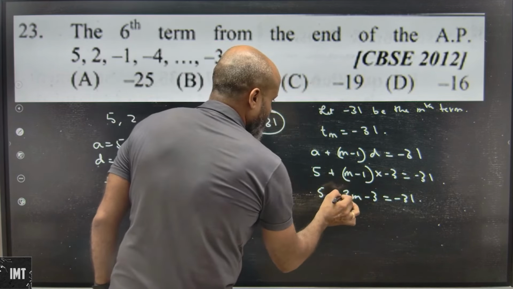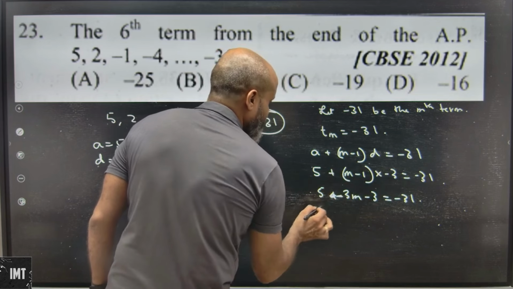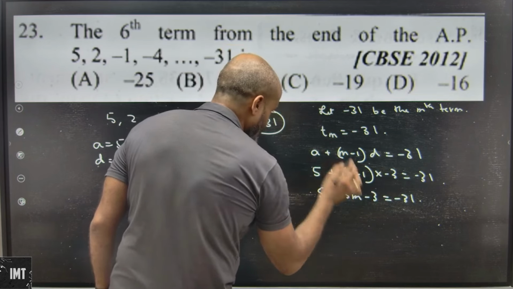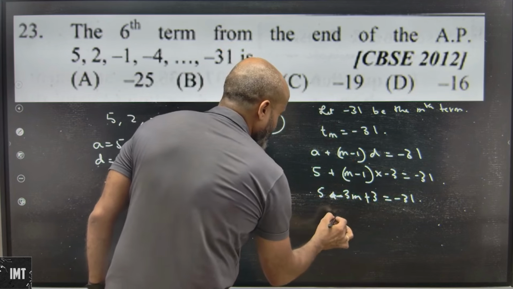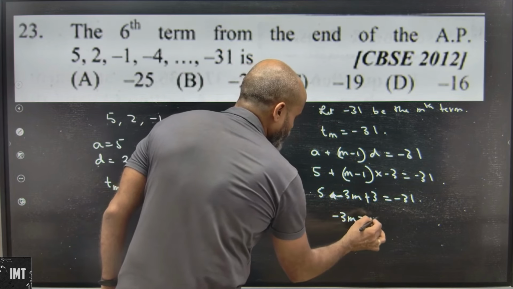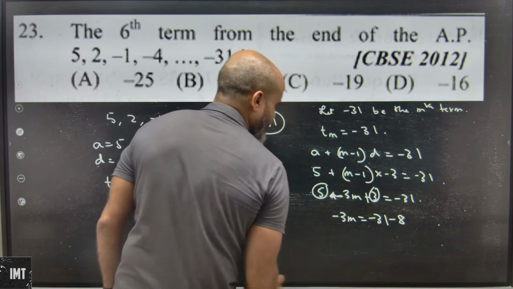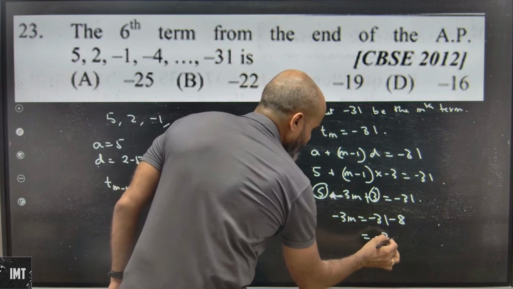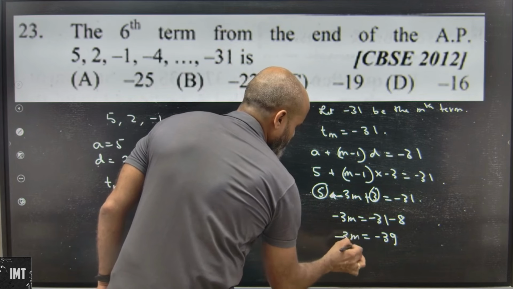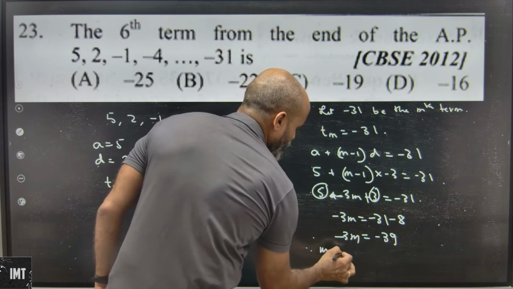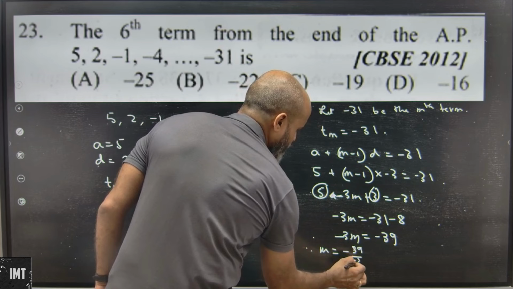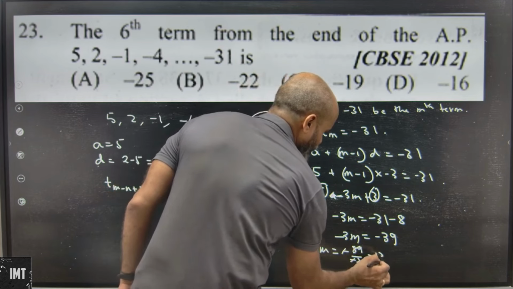Sorry, minus 3 into m will give you minus 3m, and minus 3 into minus 1 will give you plus 3. So this will be minus 3m is equal to minus 31, and 5 and 3 gives you 8, minus 8. So that is going to be how much? Minus 39. So minus 3m. So therefore m will be equal to minus 39 by minus 3. That gives you a value of 13.